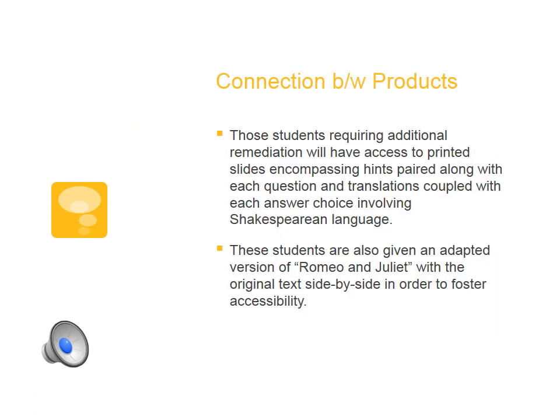Okay, so the connection between the online and the offline products: those students requiring additional remediation will have access to the printed slides, which encompass hints paired along with each question, and translations coupled with each answer choice involving Shakespearean language. These students are also given an adapted version of Romeo and Juliet with the original text side by side in order to foster accessibility.